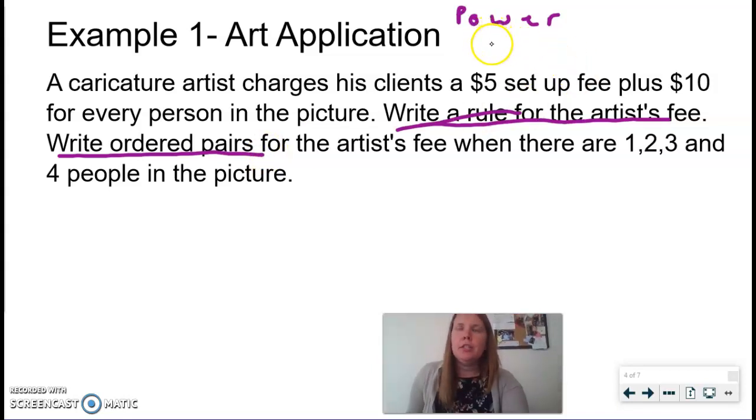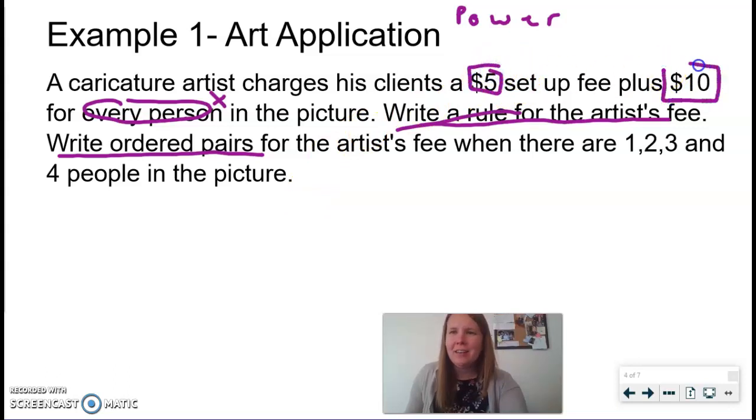Always then your operations. So thinking maybe you need to circle some of your operations. So something that I think would be important, charges his clients a $5 setup fee plus $10 for every person in the picture. This definitely tells me for every person, this is going to show me a multiplication problem, okay? Words, so any words that are important, so your numbers, usually these kind of things, okay?